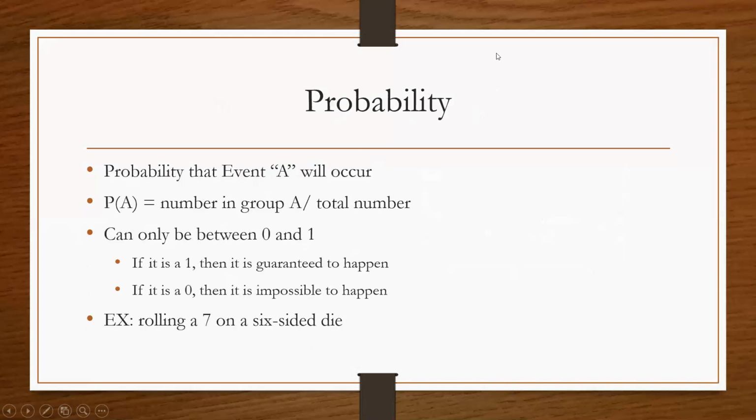Right, and probability. I don't expect that they're going to test you too heavily on this, but we're still going to go over it nonetheless, because I know it's something that was tricky early on, and I don't want any of you to ever be caught up on something like that. So anyway, basically probability is just saying the probability that event A is going to occur. So this number in group A divided by the total number, again, can only be between 0 and 1. So if it's a 0, that's impossible to happen. If it's a 1, that's guaranteed to happen.